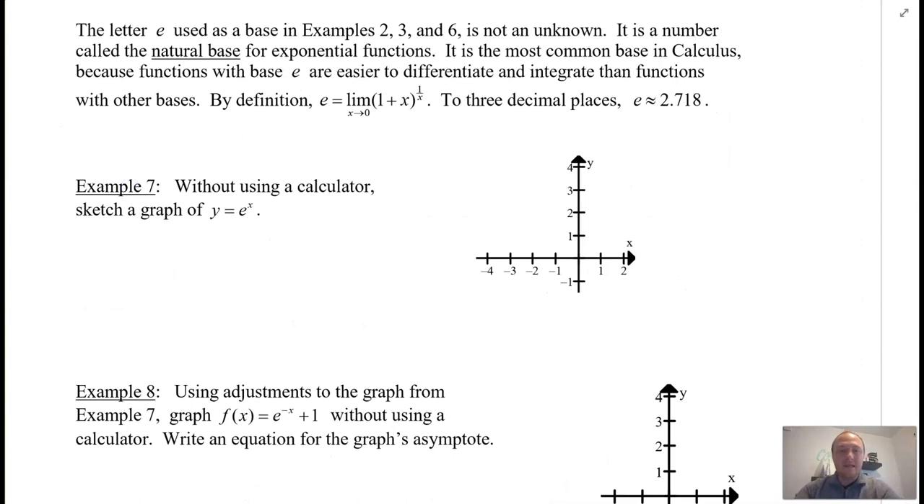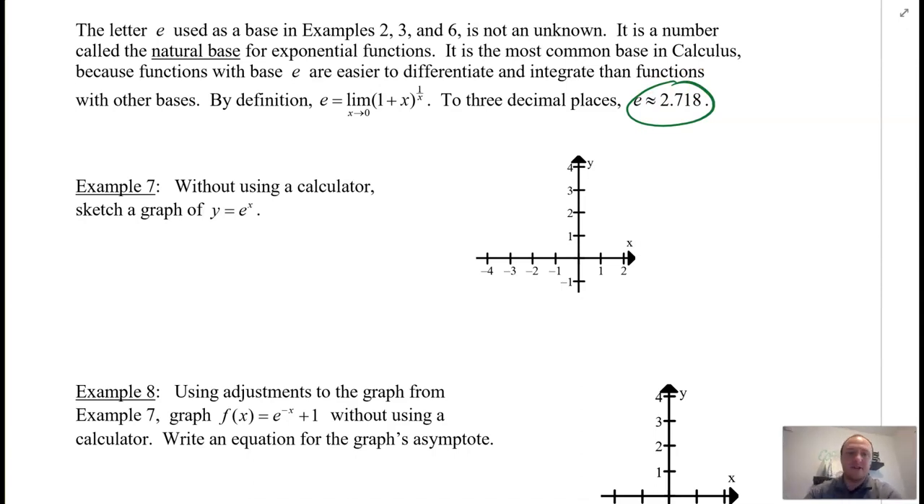All right, base e. The letter e used as a base in examples 2, 3, and 6 is not an unknown. It is a number called the natural base for exponential functions, and it's the most common in calculus. These are nice problems because they're very, very easy to differentiate and integrate, which you'll thank me for later. And note that the value of e is approximately 2.718.